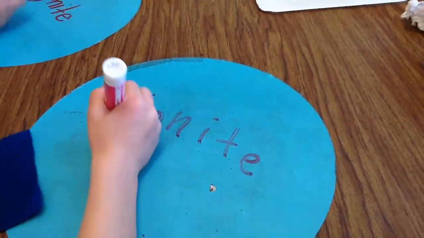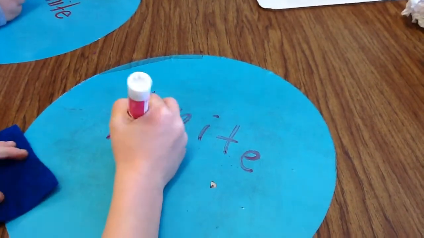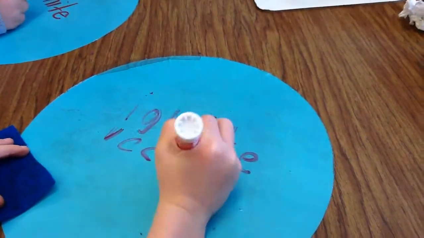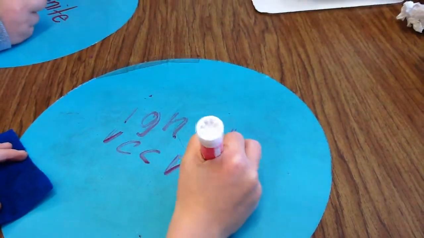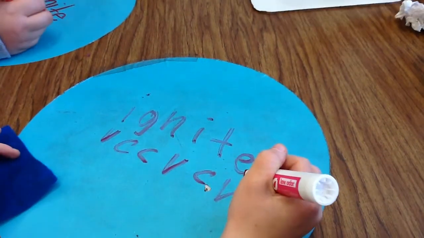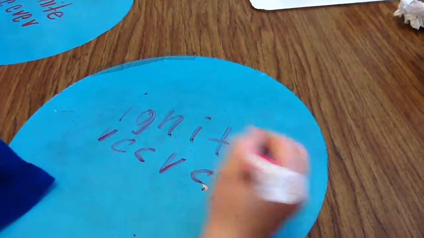I is a vowel. Good catch. G is a consonant. N is a consonant. I is a vowel. T is a consonant. E is a vowel. Alright, hand underneath the chin. Ignite. Where should we divide? Between the N and the I.